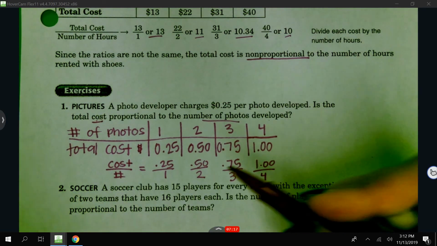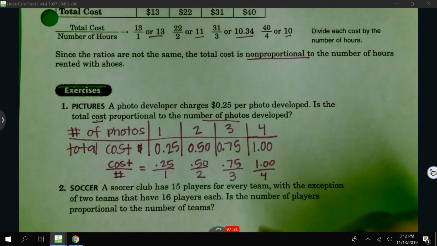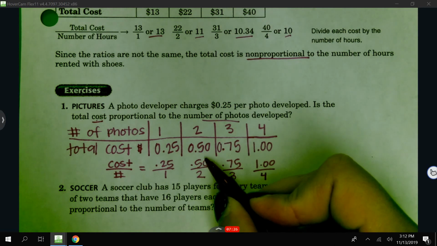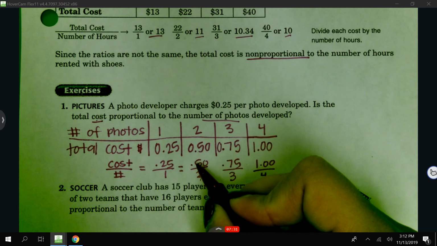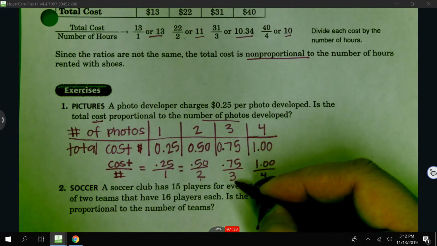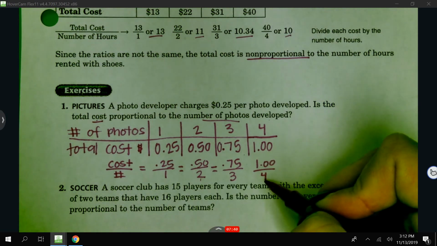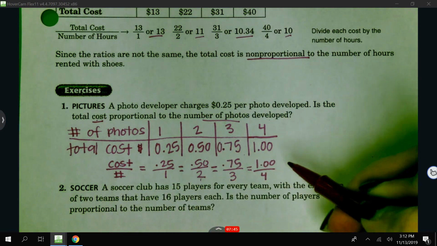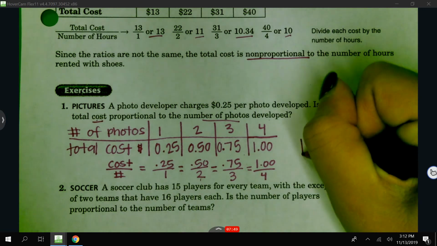So 25 cents over 1 is the same as saying 25 cents. What is 50 cents divided by 2? That's 25 cents as well. So I know that those two are equal. 75 cents divided by 3, that's also 0.25. And then $1 divided by 4 would also be 25 cents. So all 4 of these ratios are the same. So that means that this relationship is proportional.